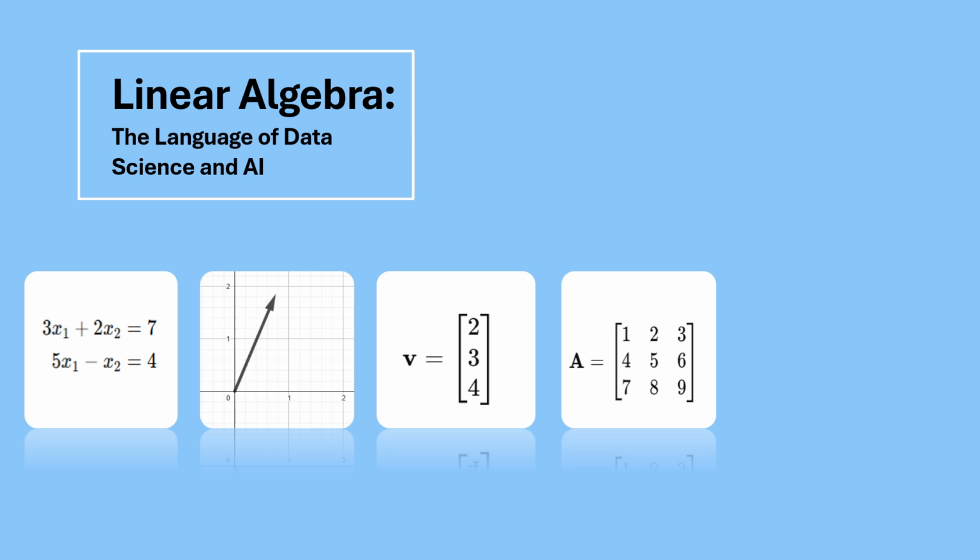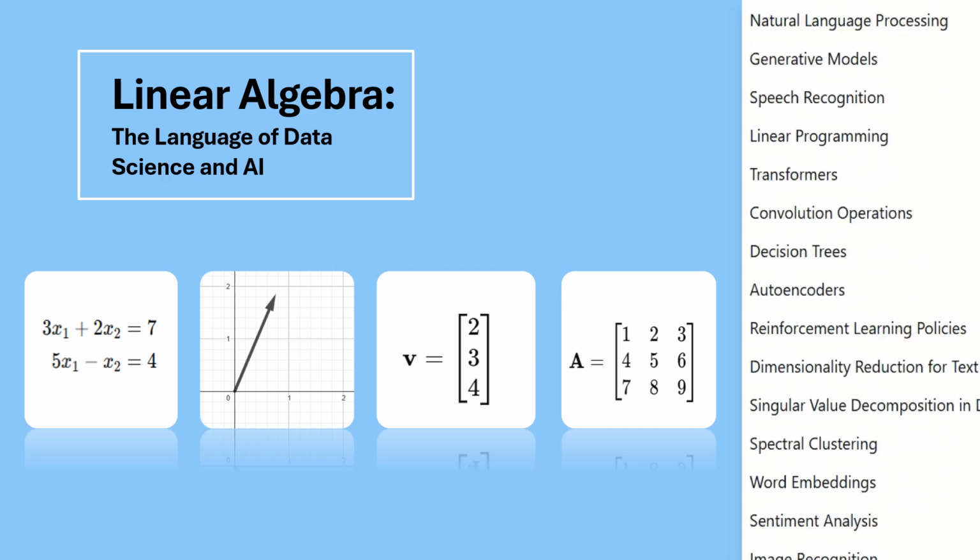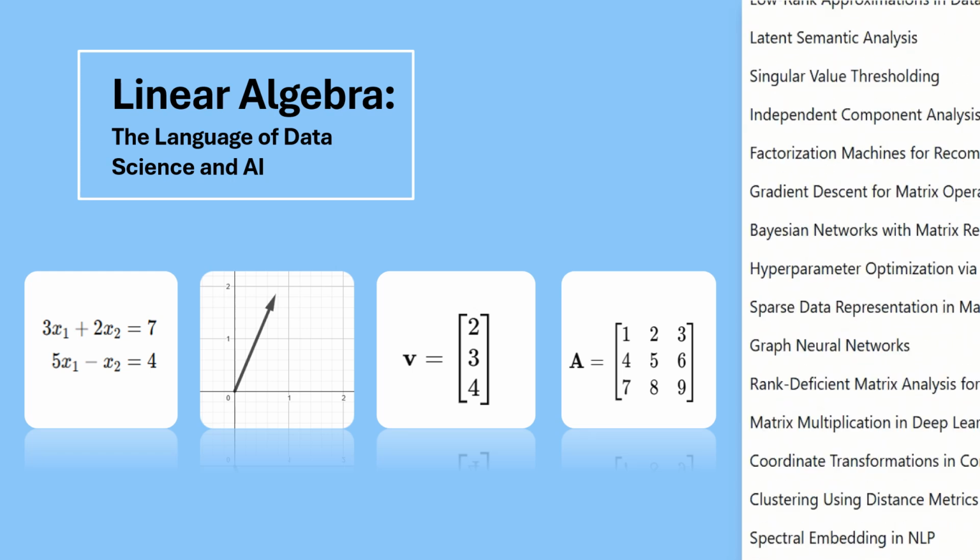But why is this so important? Think about any modern technology. Linear algebra is at the core of it. It powers dimensionality reduction techniques like PCA, drives the calculations behind neural networks, enables recommendation systems, data compression, feature engineering, and clustering algorithms. And these are just a few examples. There are many more applications that make linear algebra indispensable in today's data-driven world. It is a mathematical foundation that enables us to manipulate, analyze, and truly understand the data that shapes our technology and decisions.